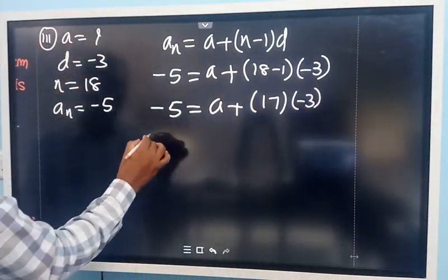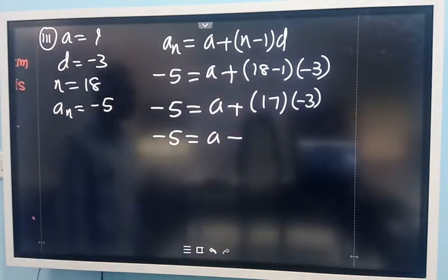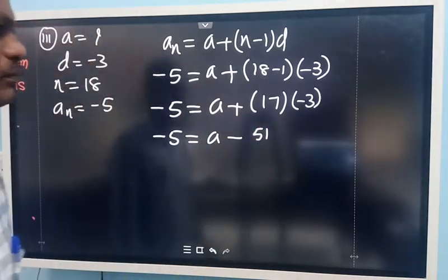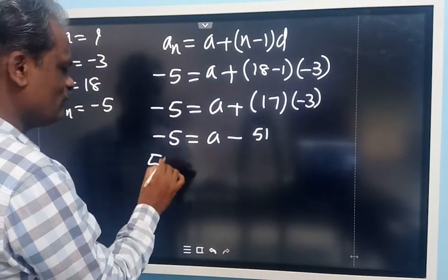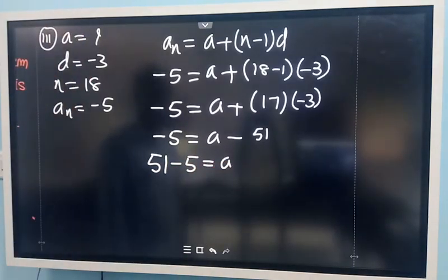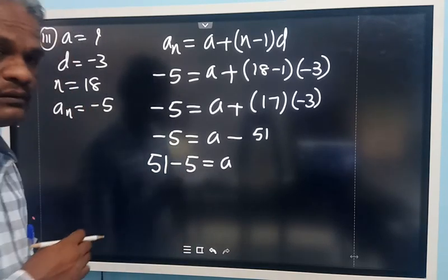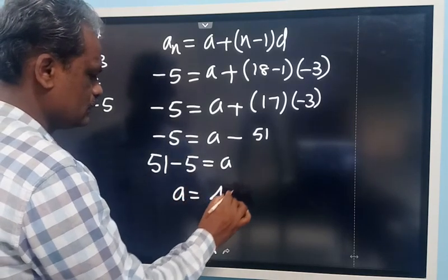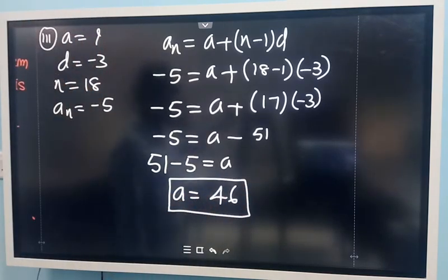So you need to simplify. Minus 5 is equal to A plus minus 17 into 3. How much? 51. Minus 51. Transfer 51 to the left side now. So it becomes plus 51 minus 5 is equal to A. So now 51 minus 5, what is the answer? A is equal to 46. So first term of this AP is 46.